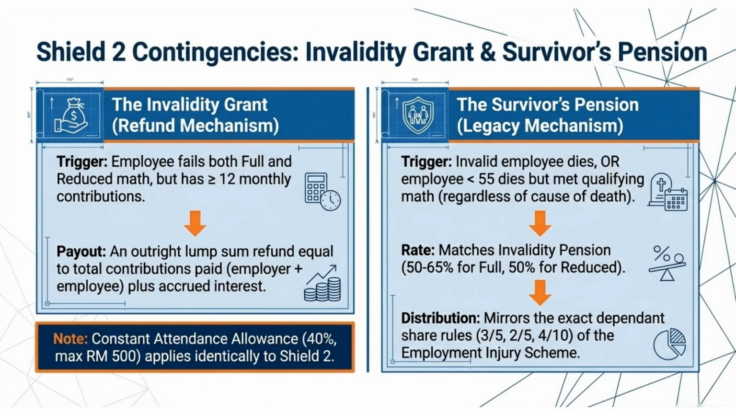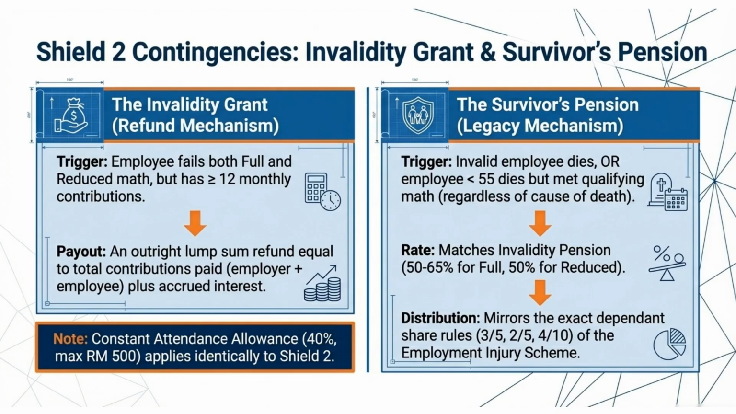If the deceased was an invalidity pension recipient, the survivor's pension rate equals the invalidity pension rate the employee was receiving. If the deceased was not an invalidity pension recipient, the rate is calculated the same way as the invalidity pension, 50% to 65% for full qualifying or 50% for reduced qualifying. The distribution of the survivor's pension among dependents follows exactly the same share rules as the dependent's benefit under the Employment Injury Scheme: 3/5 for widow/widower, 2/5 for children, and 4/10 for secondary dependents.